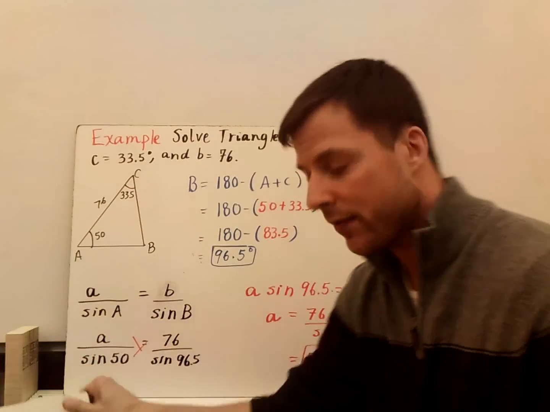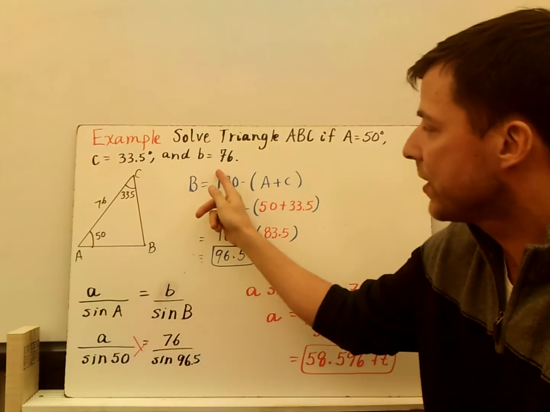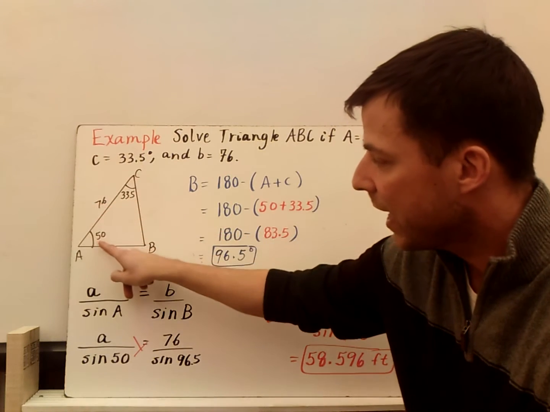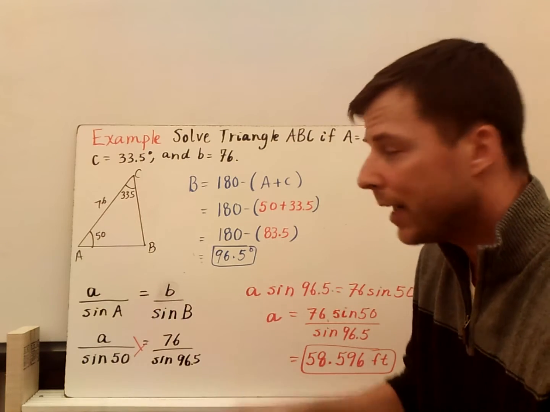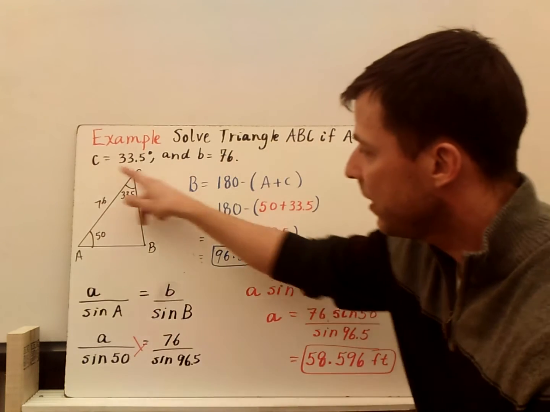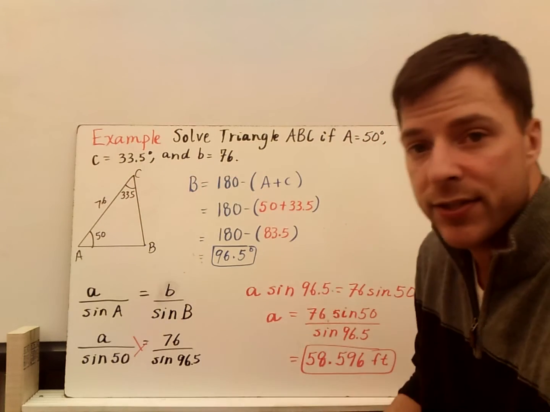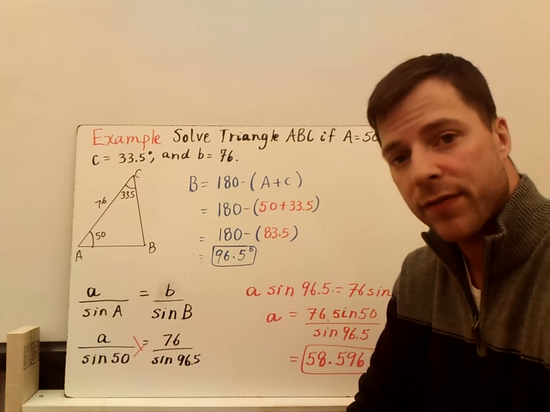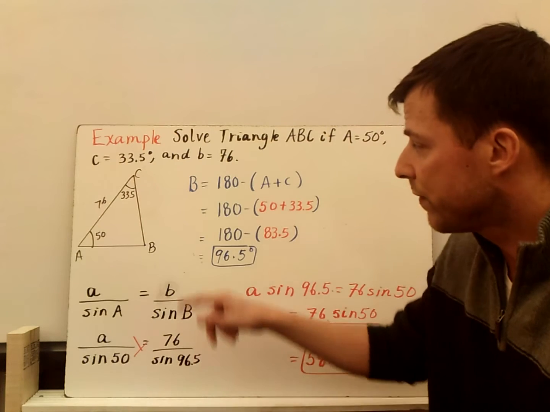In example 2, we're given something a little bit different. So we still have two angles and a side, but this is that angle, side, angle example. So here's my triangle. Again, I've been given an angle of 50, an angle of 33.5, and B equals 76. Solve the triangle. So again, that means find the missing angles, find the missing sides.